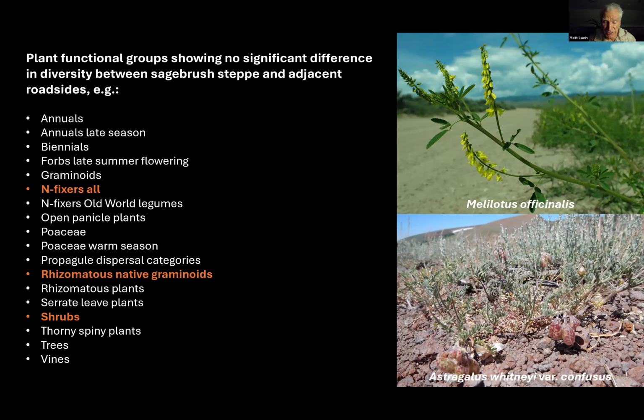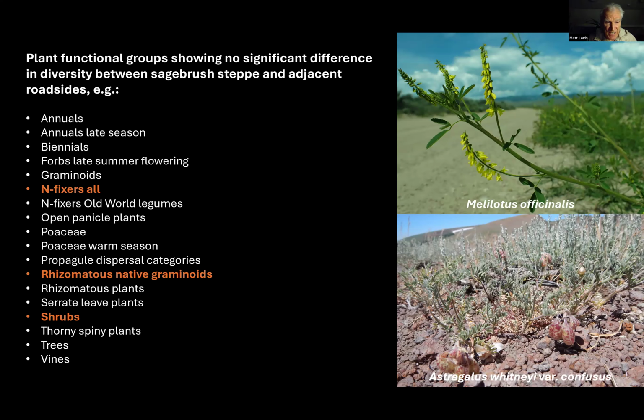High quality sagebrush steppe has the ability to colonize the original footprint of the road. That is, if the sagebrush steppe adjacent harbors high levels of native plant diversity. For example, nitrogen fixers, including introduced and native legumes, were equally diverse along the roadsides and in adjacent high quality sagebrush steppe. This photograph of the Astragalus whitneyi variety confusus comes from the Elk Mountain area in Elko County, Nevada, and this species could be found along the road, but mostly in the sagebrush steppe.